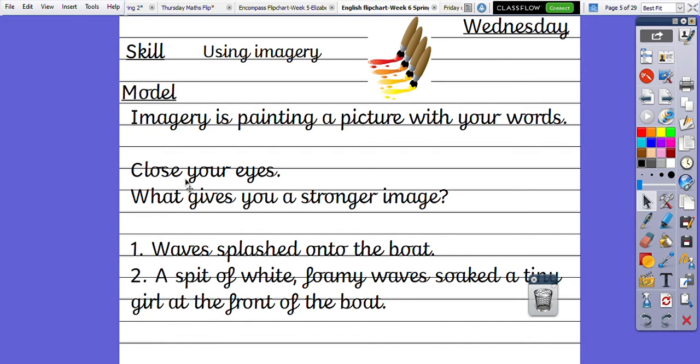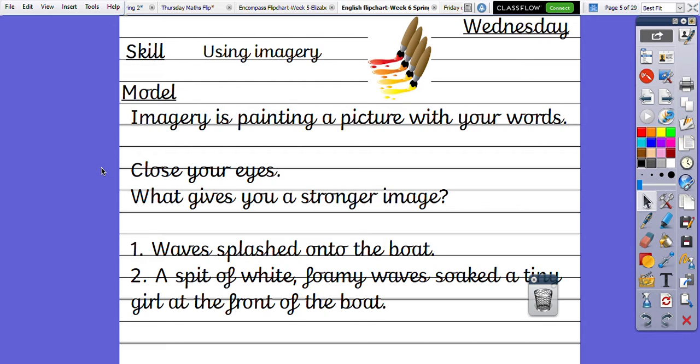So just a little warm-up exercise. Close your eyes, and which one do you think gives a stronger image in your head? So try and imagine whatever I am speaking about. Number 1. Waves splashed onto the boat. Or number 2, a spit of white foamy waves soaked a tiny girl at the front of the boat. Okay, open your eyes. Which one do you think gave you a stronger image in your head? Choose now which one you think, 1 or 2.